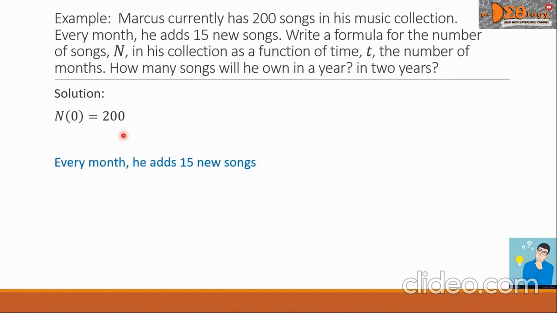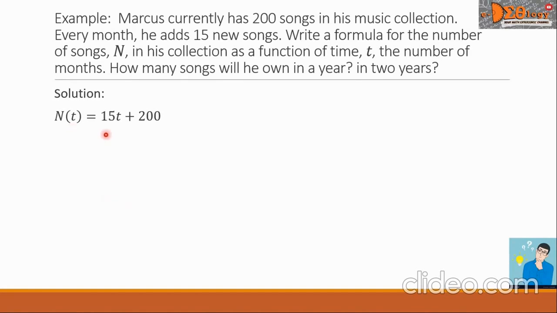Now, given in the problem that every month he adds 15 new songs, we can write here N of t equals, the 200 is here. So every month represented by t will be multiplied to 15. So our formula is N of t equals 15t plus 200. We can see here that this is a linear function.